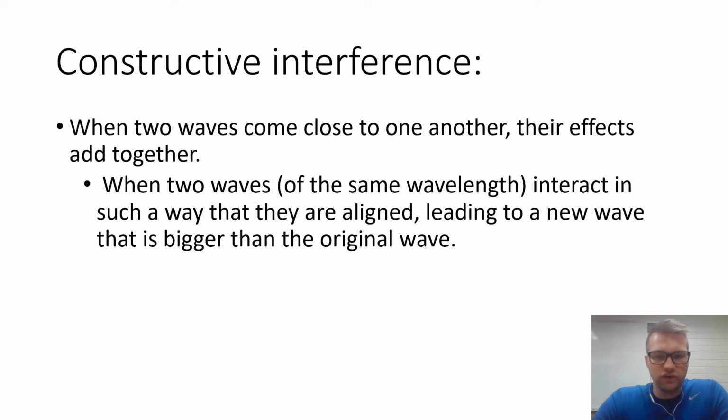So constructive interference is basically when two waves come close to one another. Their effects add together. So when two waves of the same wavelength interact and they're aligned, they lead to a new curve that is bigger than the original wave. So let's look at some examples.